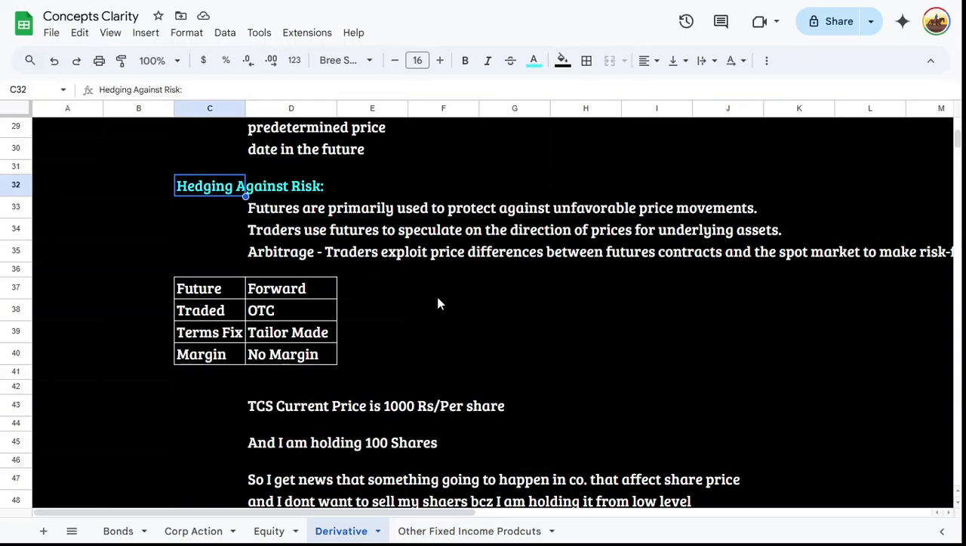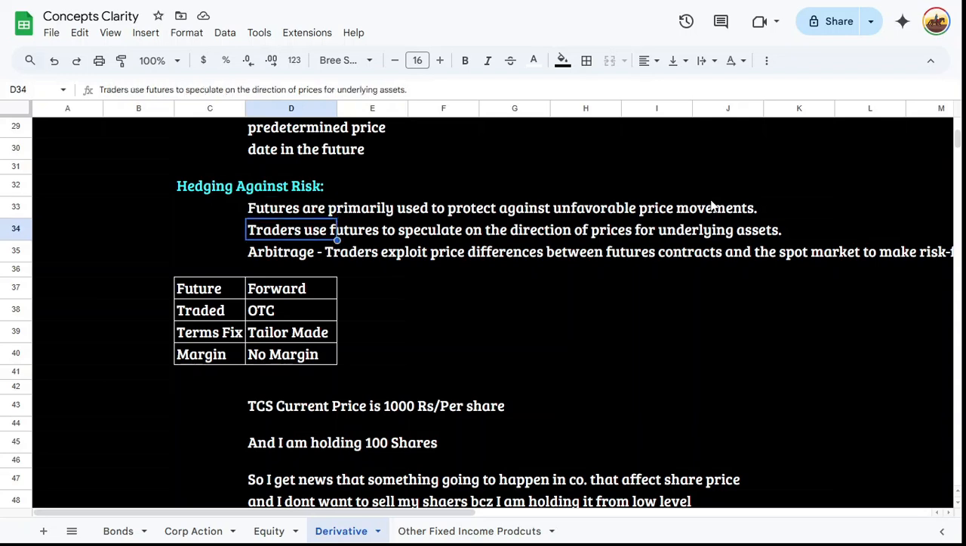Let's look at why they are doing this. It is for the purpose of hedging. Futures are primarily used to protect against unfavorable price movement. Neither the farmer nor the company knows what is going to happen after 3 months. The price can fall or rise, but they are going to stick to the price so that both the farmer and the company are in a favorable situation.